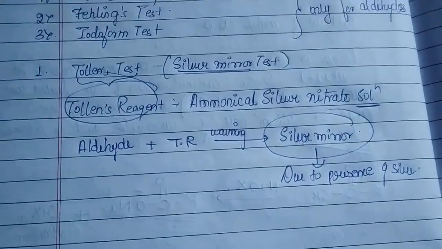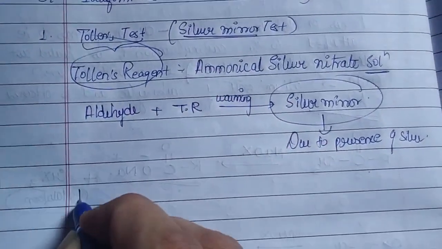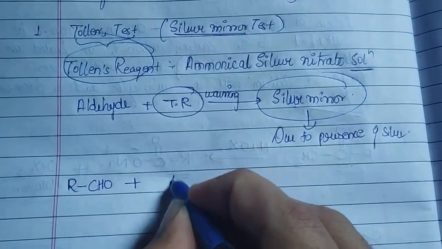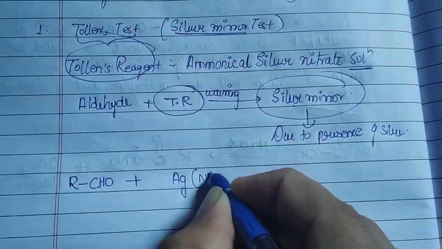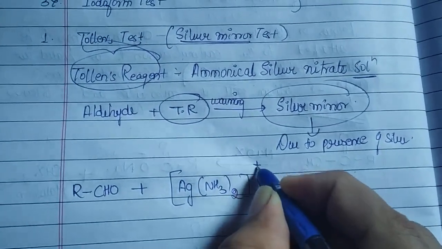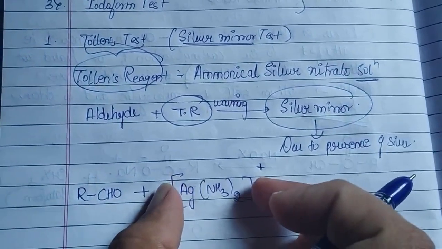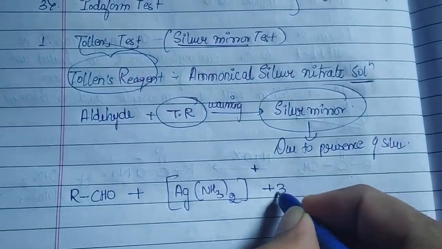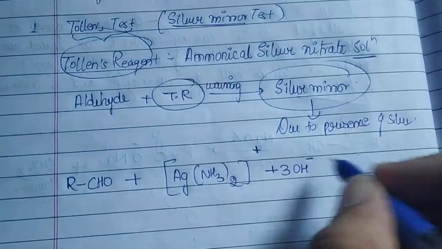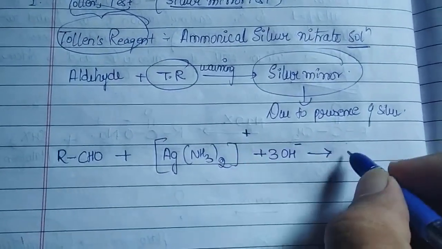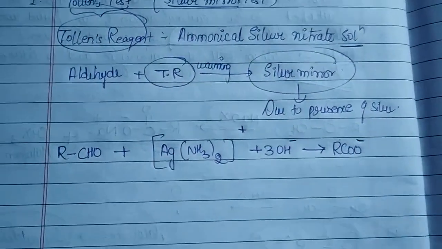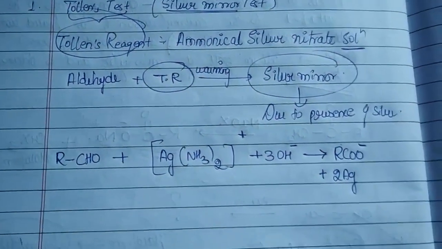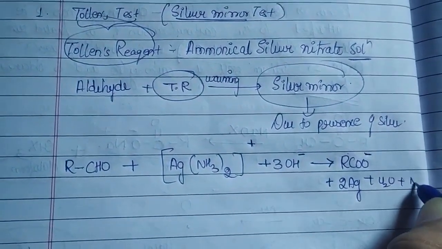Let us go with the reaction now, so that it will be better understood. As I mentioned, first I will take my aldehyde. The important part in Tollen's reagent is this part: Ag(NH3)2 plus. I am writing the ionic reaction. This part, the composition of your Tollen's reagent, is very important. It is carried out in a basic medium, so 3OH minus. Remember, the aldehyde is getting oxidized to the carboxylate ion, RCOO minus, plus you will have silver, plus water, plus ammonia.